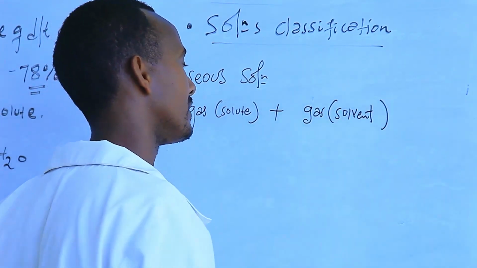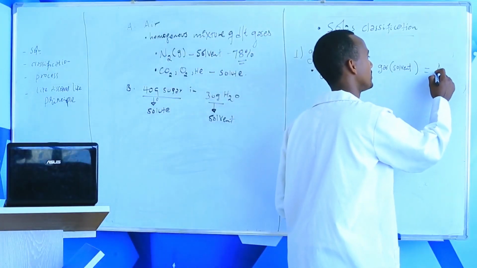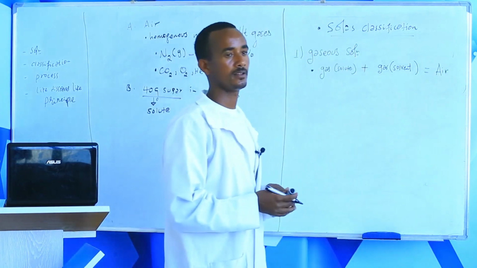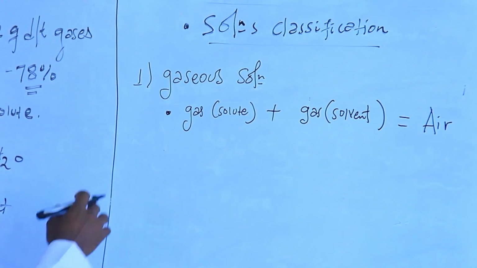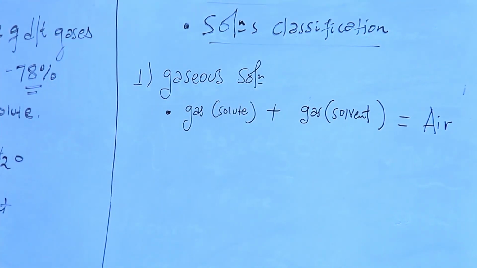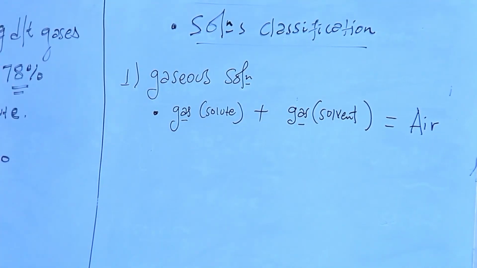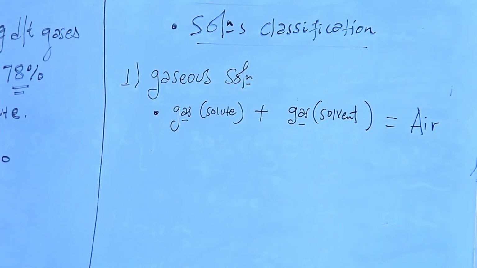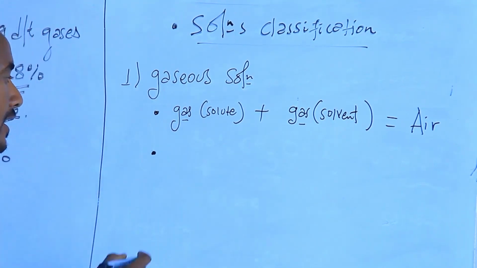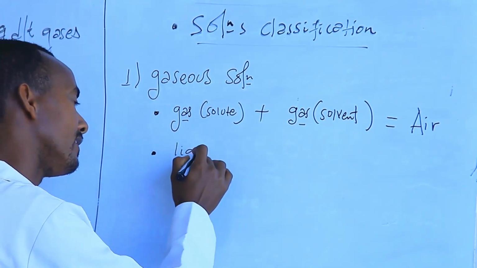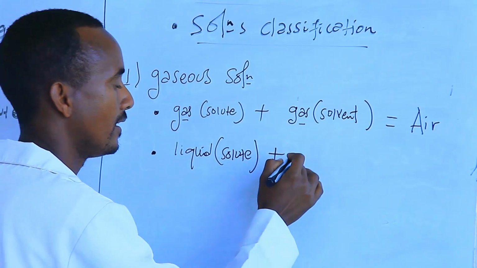A typical example for this solution is air. Because the solvents are gases and the solids are at the same time gases, this solution is known as a gas-gas solution. Okay? Or we can prepare a gaseous solution by dissolving a liquid solid in a gas solvent.